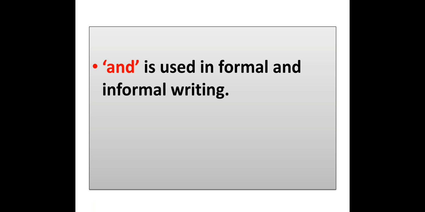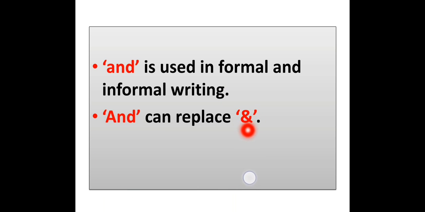"And" is used in formal and informal writing. So we can use "and" in formal as well as in informal writing. "&" can replace "and". But "&" as a symbol can't replace "and" always because it is not accepted in formal writing. But "and" is acceptable everywhere, whether it is formal or informal writing. Okay, so this was all about "and" and "&". I hope you have understood well. Now you will not make any mistake while using "&" as a symbol and "and" as a word.